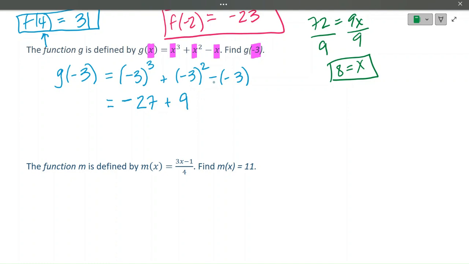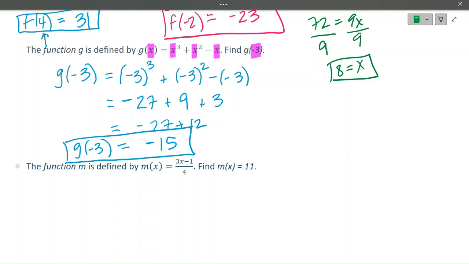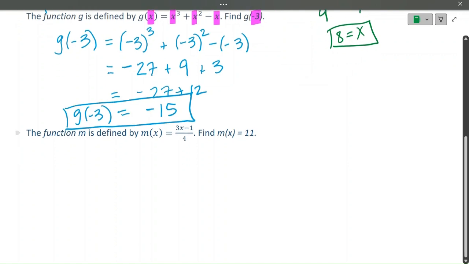And then I have minus negative. Two negatives make a positive, so I'm adding 3 here. So I have negative 27 plus 9 plus 3. That's really negative 27 plus 12. And that gives me negative 15. So g of negative 3 equals negative 15. So I know that when I put negative 3 in for x, I get negative 15 out for y.